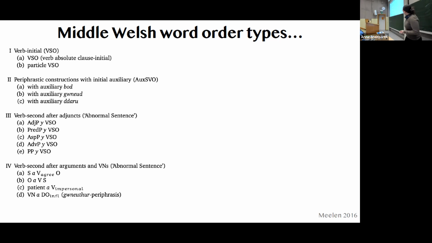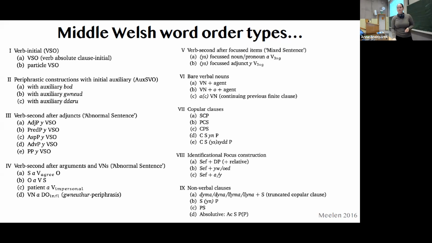But still, you can have a subject argument, an object in initial position. You can have an impersonal verb with some sort of patient fronted. You can have a verbal noun, etc. So there's different types even within that type of verb second. And then, unfortunately, you have a third type of verb second word order, which is completely different from an information structural point of view, because these are focused sentences, but very superficially similar, unfortunately.